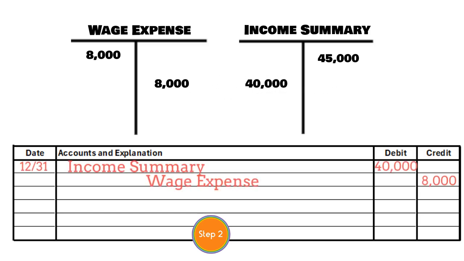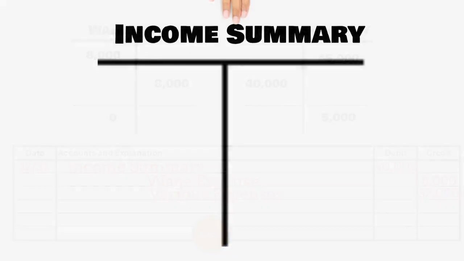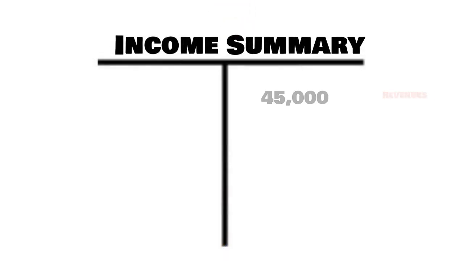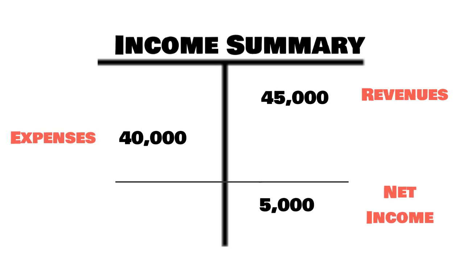You see here that they don't balance, but it's because wage expense is just one account, when really every expense account needs to be closed as well. For simplicity, I included a credit to various expenses. At this point, let's review income summary. We moved all the revenues and expenses to income summary, so the balance is actually net income, revenues minus expenses.